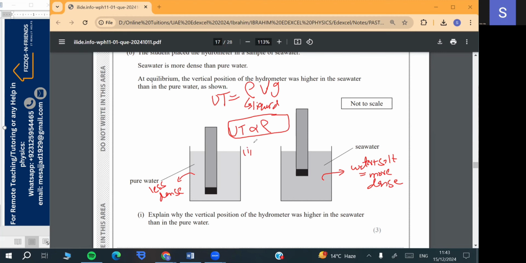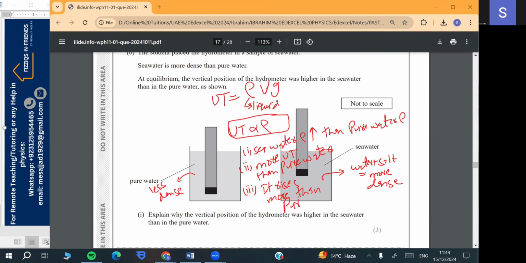So when seawater density is higher than pure water density, therefore there is more upthrust than in pure water, and therefore it rises more than in pure water. Okay.